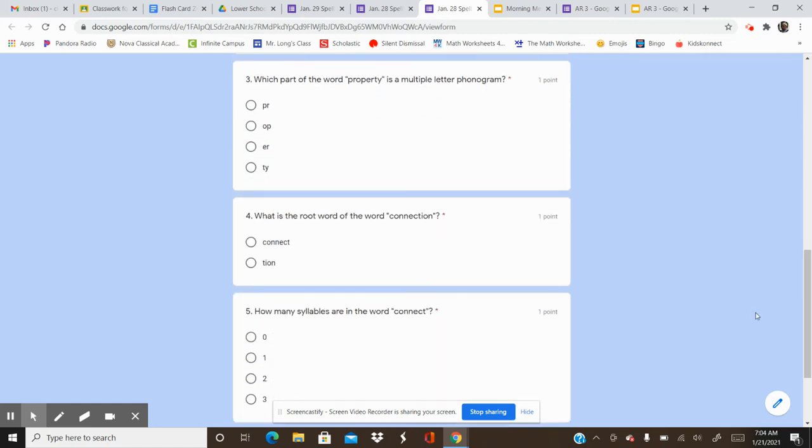Question number three. Which part of the word property is a multiple letter phonogram? Your options are PR, OP, ER, TY. Which of those is a multiple letter phonogram?